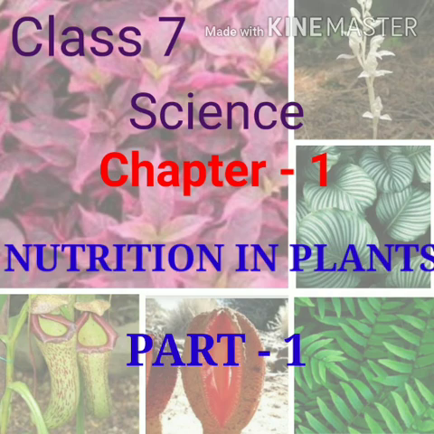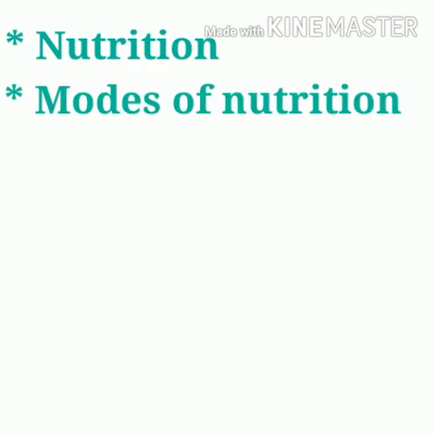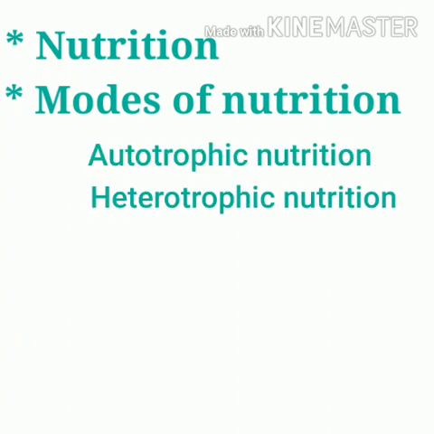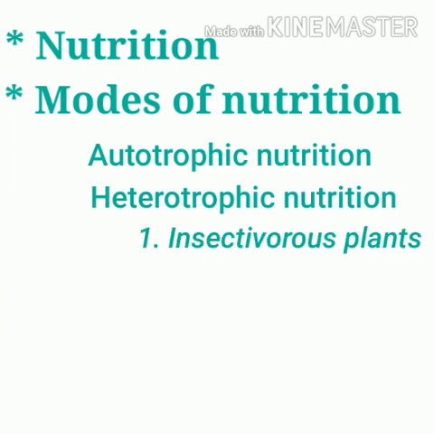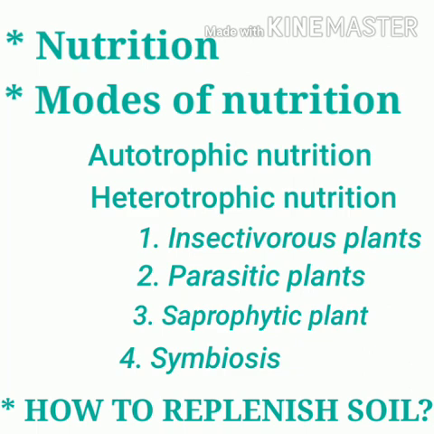In this video, we are going to see about Class 7 Science Chapter 1 Nutrition in Plants. In this chapter, we are going to learn nutrition, modes of nutrition. In modes of nutrition, two things are there: one is autotrophic, another one is heterotrophic. Under the autotrophic, we are going to learn about photosynthesis. Under heterotrophic, we are going to learn about insectivorous plants, parasitic plants, saprophytic plants and symbiosis. And the last topic of our chapter is how to replenish the soil, that means how to retain the soil fertility.